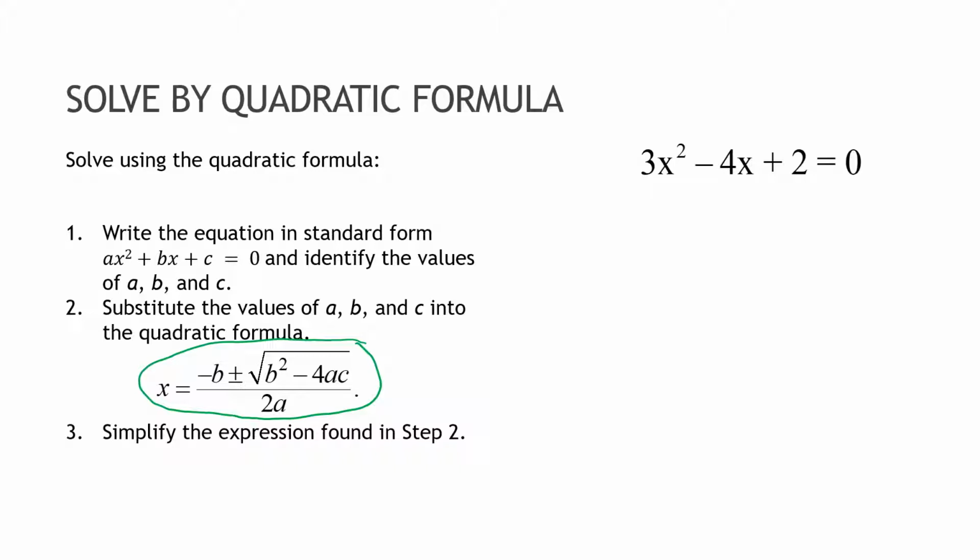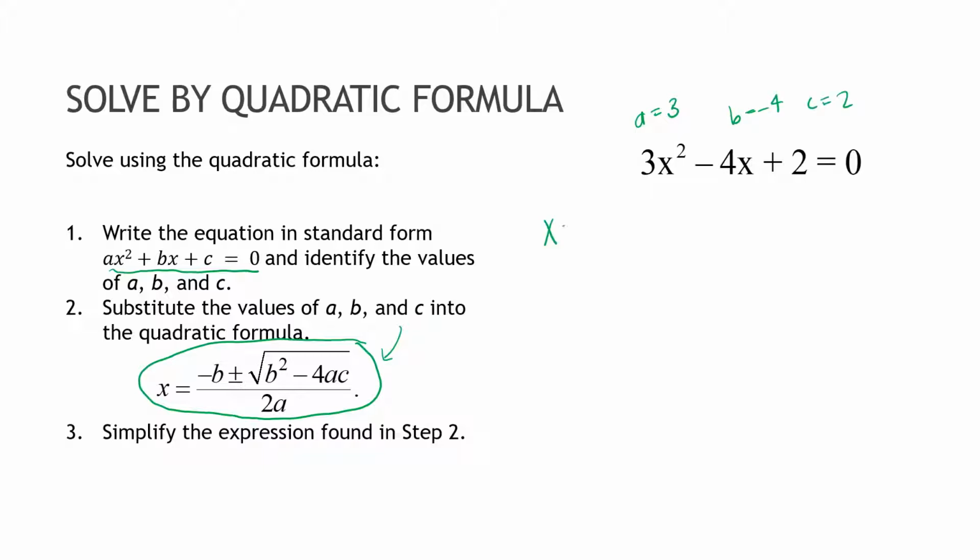Again, you need everything in standard form, so everything equal to 0. Know what A, B, and C are. Plug those numbers into the formula, simplify, and that will give you your answers. Easy peasy, lemon squeezy. So we have A equals 3, B equals -4, C equals 2.